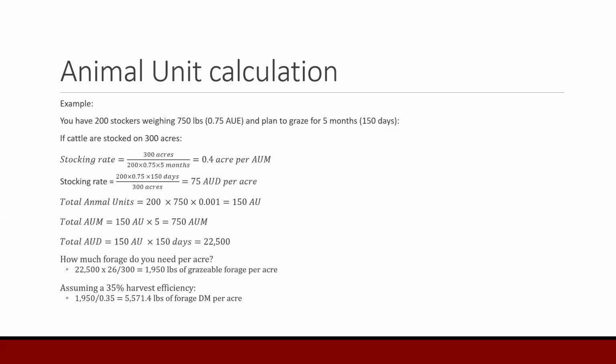Now remember, we have to apply our harvesting efficiency there. So if we assume a 35% harvesting efficiency, 1,950 divided by 0.35 is 5,571 pounds of forage dry matter per acre. That's above ground. Did everybody follow that? Does that make sense? Yes.